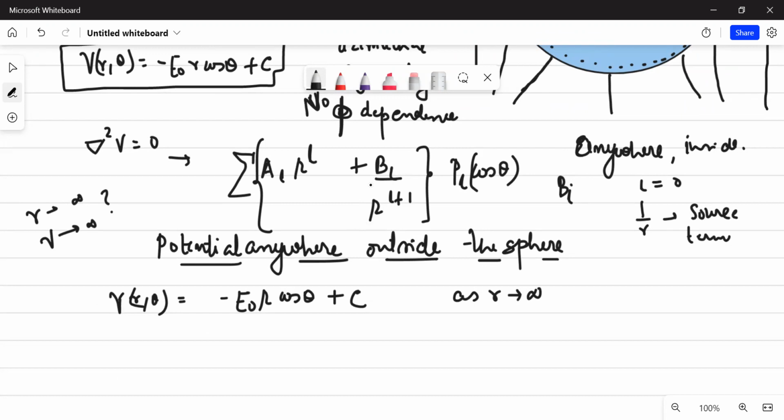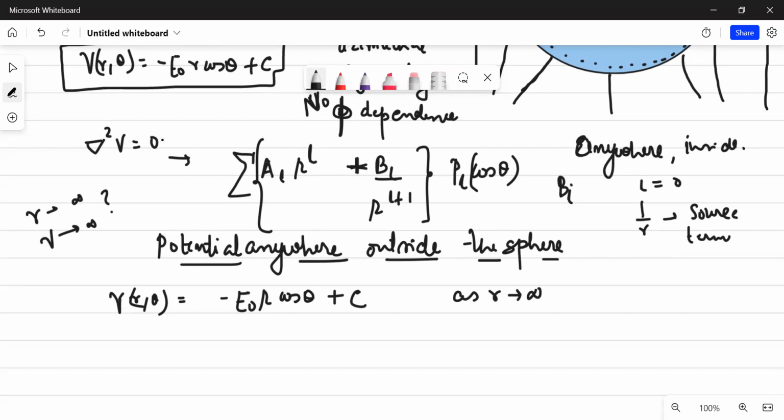See, what were we doing earlier? For potential outside the sphere, we were only taking these terms. Is that clear? Because as r tends to infinity, my potential was becoming zero. Now understand, as r tends to infinity, now my potential is infinitely large. So I may take these terms now. In order to find potential anywhere outside the sphere, now I may use this term. I will use this term. I will use this term. Is that clear or is that not clear?